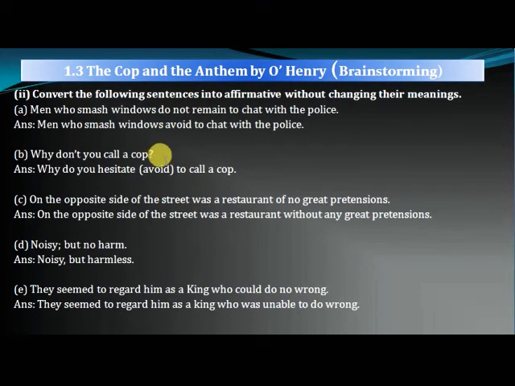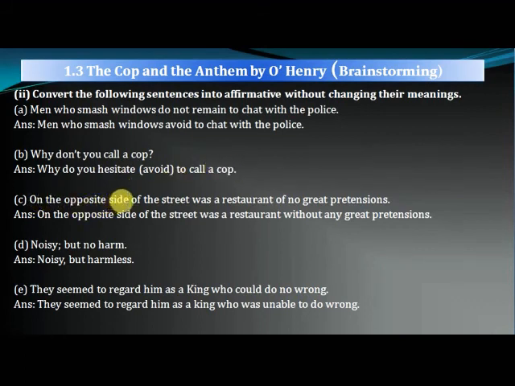So while making a negative sentence, we usually add do not or not like words in there, but while making affirmative, we remove these words which are negative words and make it into a positive sentence. So here we see the next one, the B1, why don't you call a cop? So the answer to this is: why do you hesitate? That is, you are avoiding calling a cop.